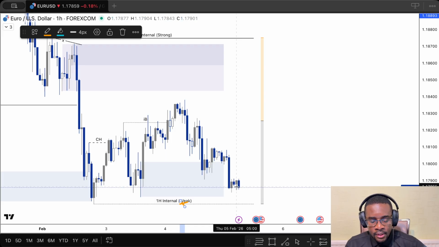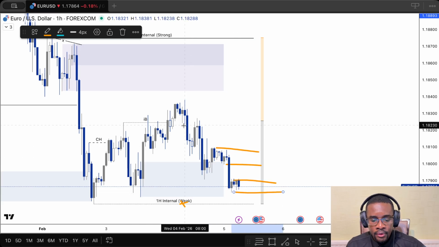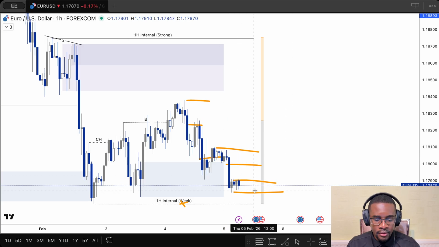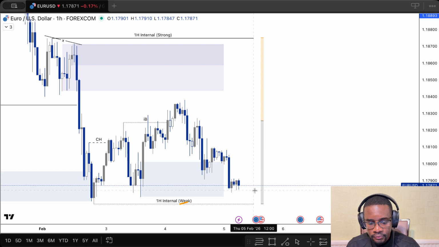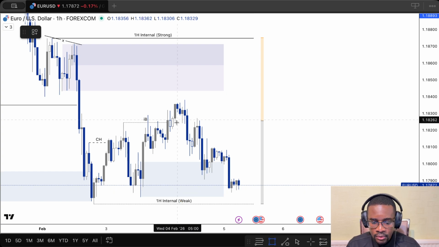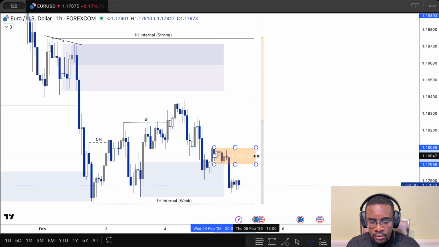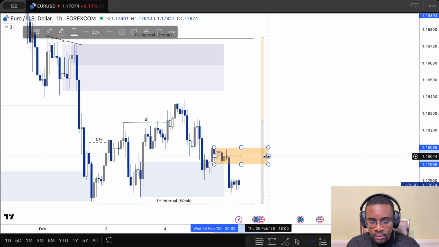And then when that happens, we'll have POIs right there, and then maybe somewhere here, and all of this has been mitigated. Everything else up here has been mitigated, so this is the only area that's not been mitigated. I'll mark this up.